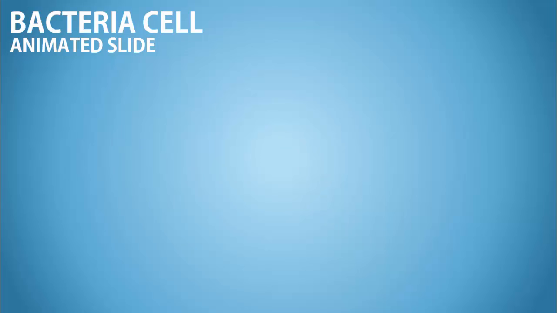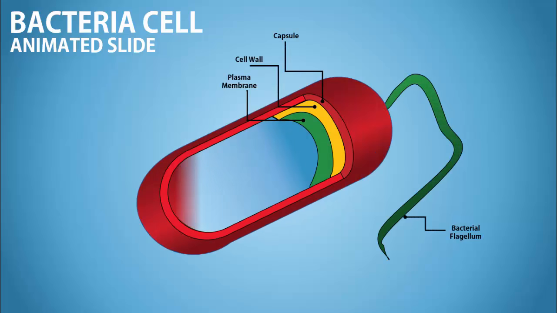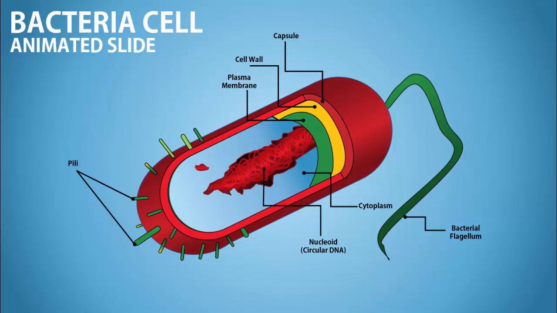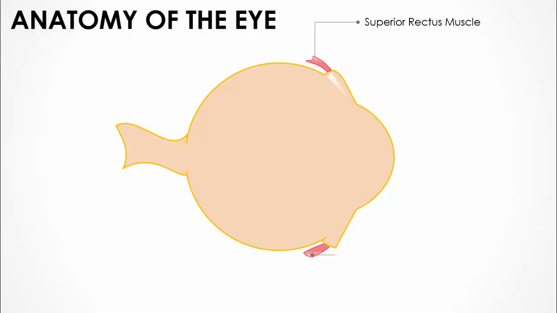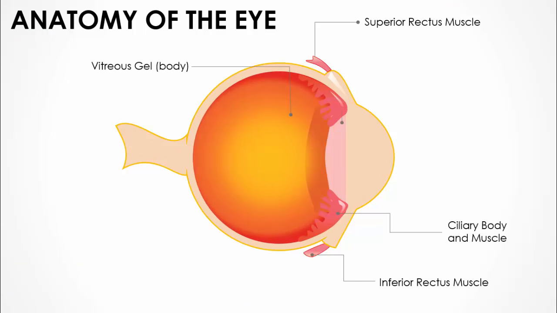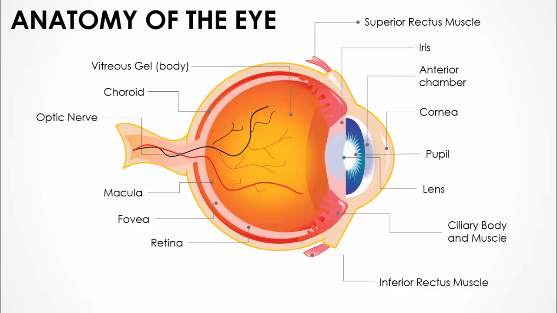The first one is the bacterial cell animated slide. On mouse click, it will reveal each and every part of the bacterial cell. You can see here. And then I've made another one, which is the anatomy of the eye. Again, when I click, it will give you the details of each part of the eye. You can see here. So this is the anatomy of the eye.